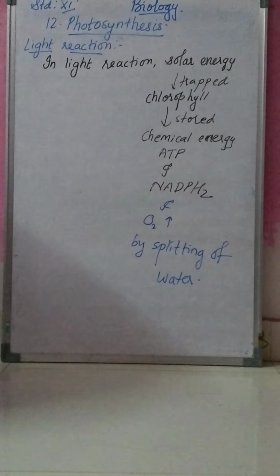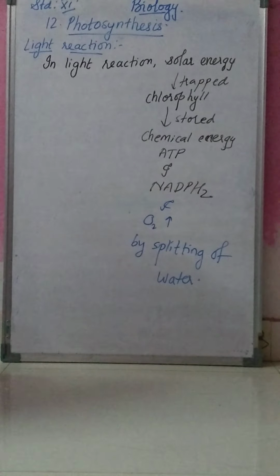11th standard biology. We have started with chapter number 12. The name of the chapter is photosynthesis. In photosynthesis we have already studied chloroplast, then we have also studied the nature of light. And last time we studied the Hill reaction, and I have explained that two types of reactions are present, that is light reaction and dark reaction. So today let's continue with light reaction.